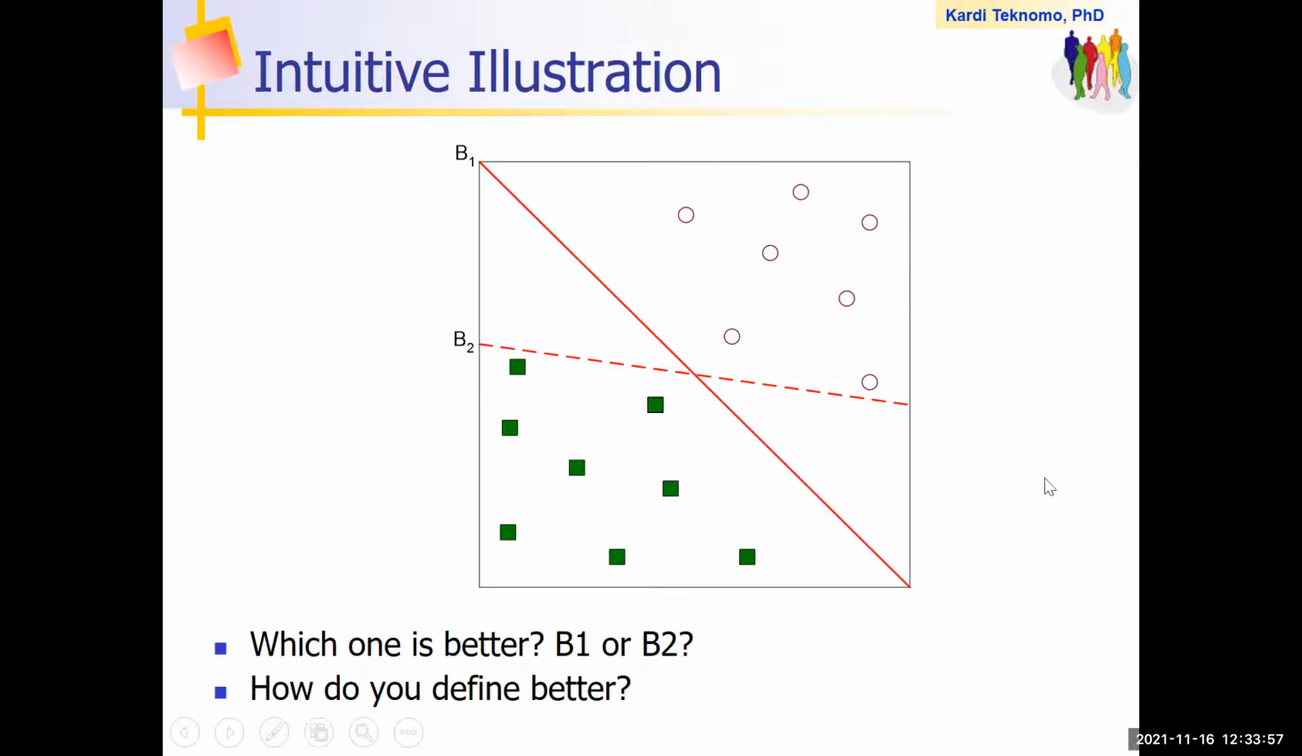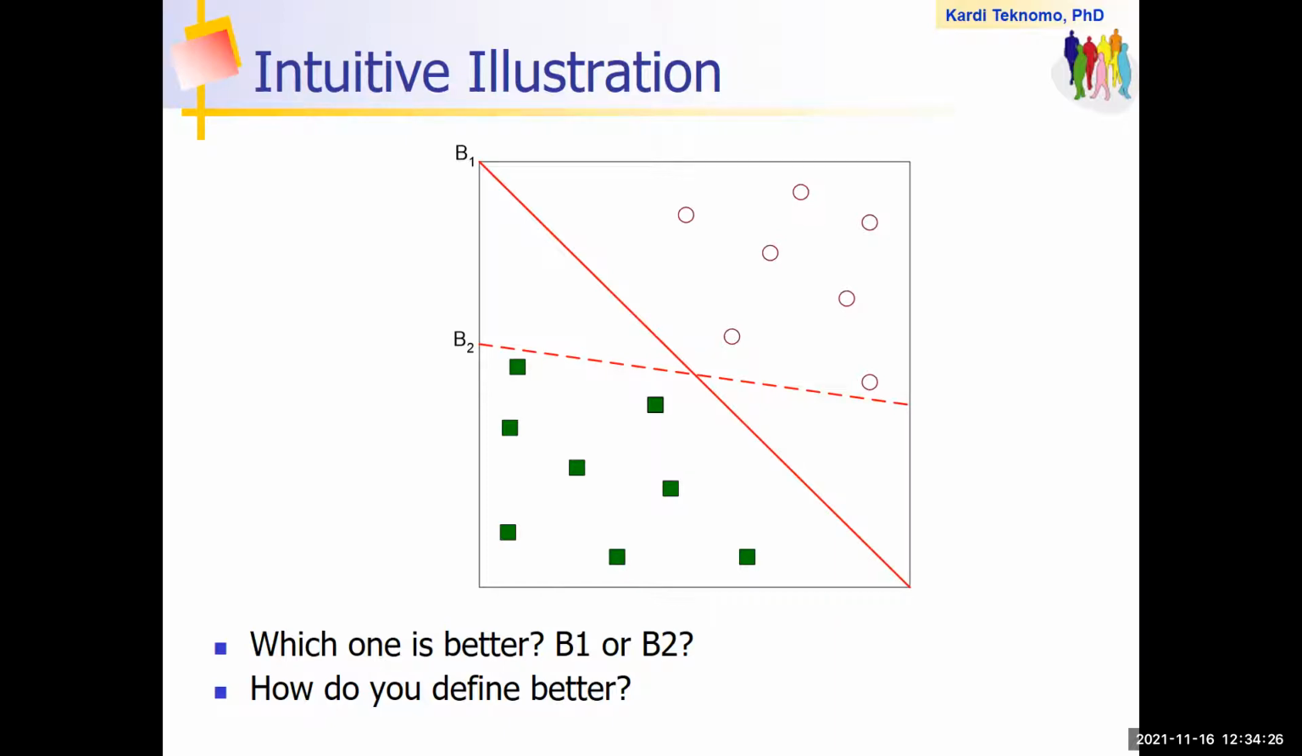I think B2 is better. B2 is better. Why? Because the most outer of the square and the circle is not that far from the line, right? So, I mean the variances. No. But if B2 is better than B1, okay?